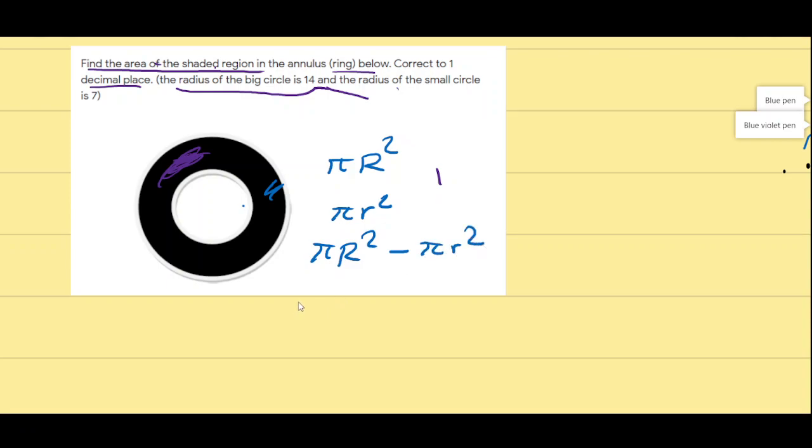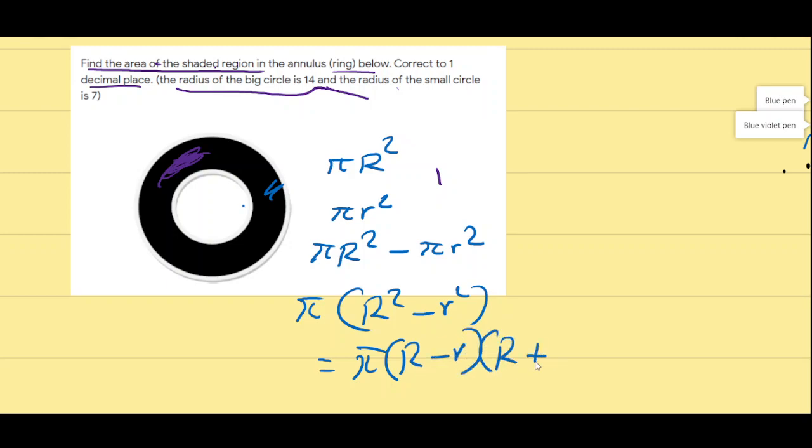We can bring out the pi and we'll get R squared minus r squared. So this will be pi times (R minus r) times (R plus r), because here we're using the difference of squares method. So how do we go now? Pi is 22 over 7, times the big R, which is 14, minus the small r, which is 7, times 14 plus 7.